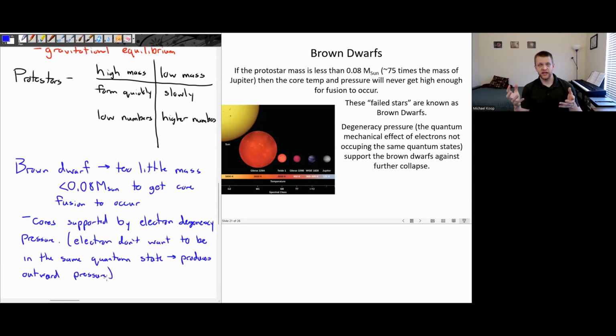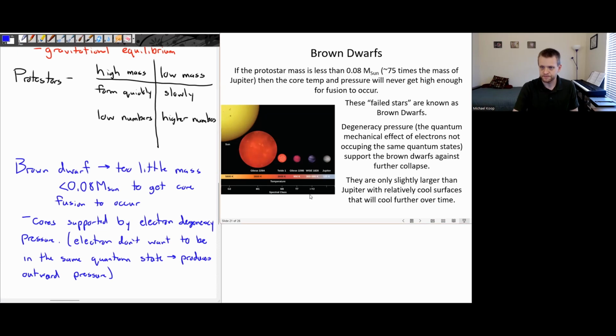Which is kind of a wild idea, in that it's the same mechanism through which electrons in an individual atom will not want to be in the same quantum state. This is a situation where we have a whole bunch of material compressed down so small that the electrons in that entire thing are all interacting with each other in this way where they don't want to be in the same quantum state. So they produce this outward pressure to support them against further collapse.